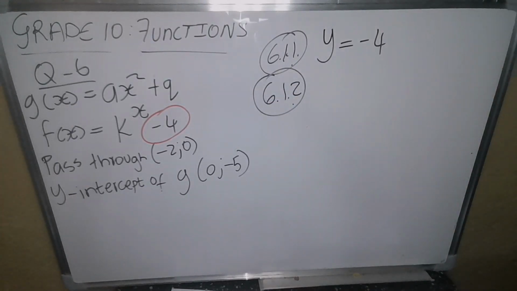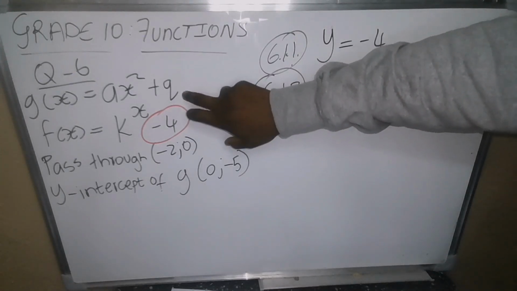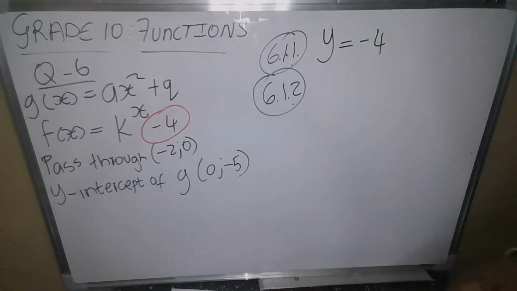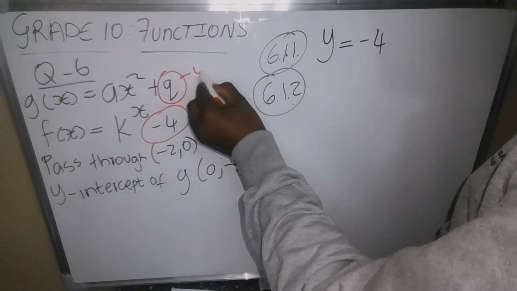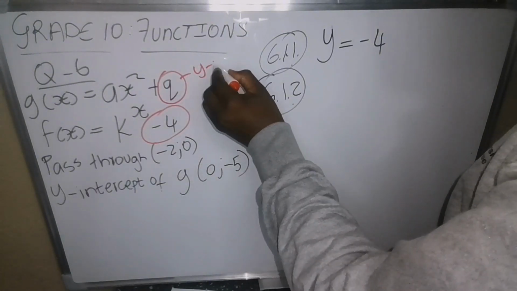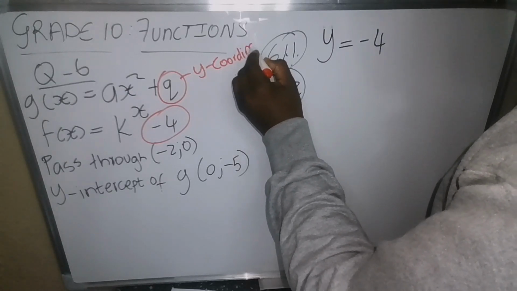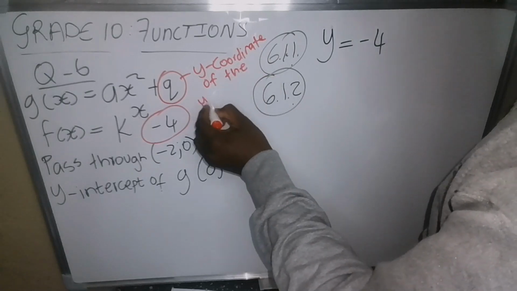6.1.2: you must write down the value of q. What is the value of q in this case? The value of q is in our graph g(x), which, as we have mentioned, is a parabola. The value of q is the y-coordinate of the y-intercept.